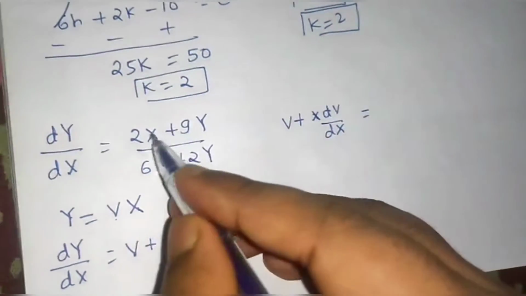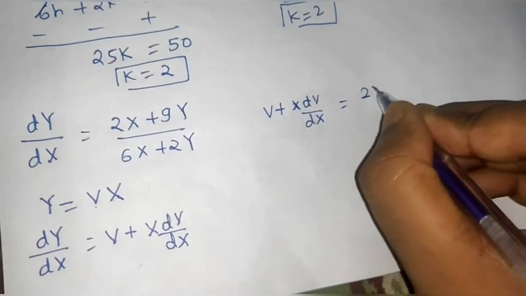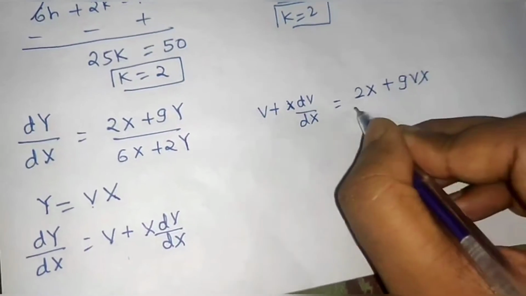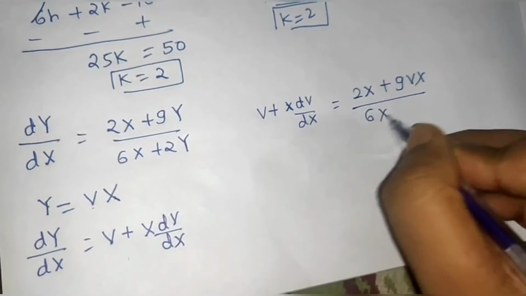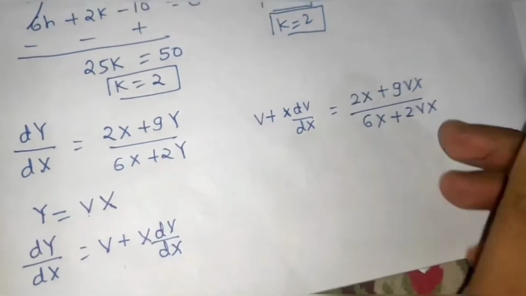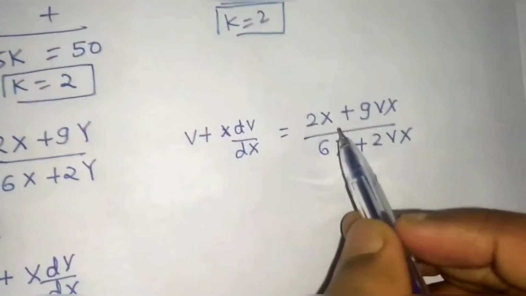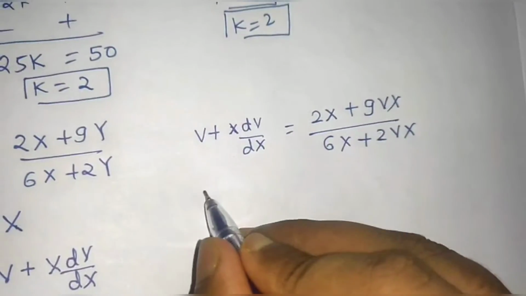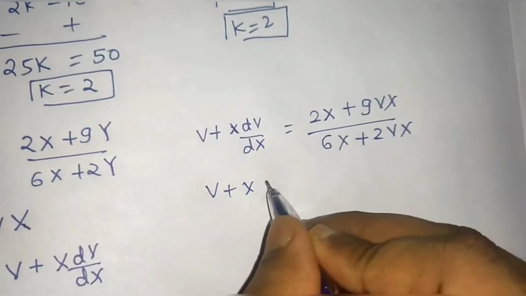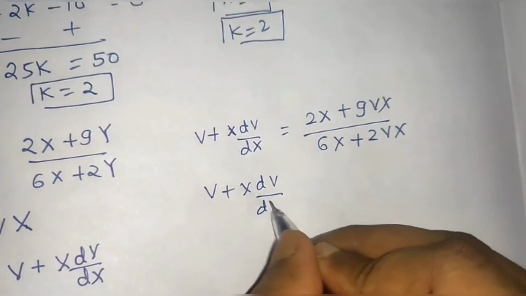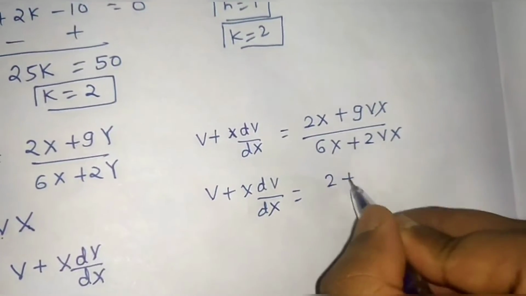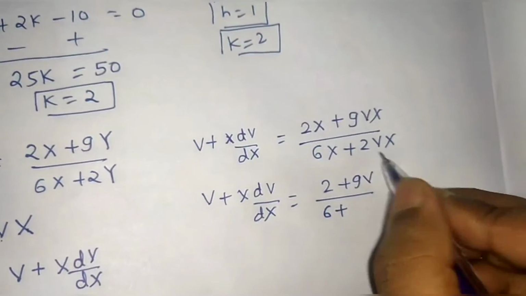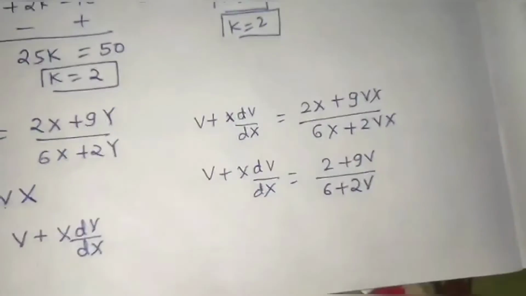This equals 2x, 2x remain as it is, 9y, that means 9vx, divided by 6x plus 2vx. I am replacing y by vx. As you can see, x is getting cancelled in both numerator and denominator. Fine. So v plus x dv by dx is coming out to be 2 plus 9v divided by 6 plus 2v. Fine till now.